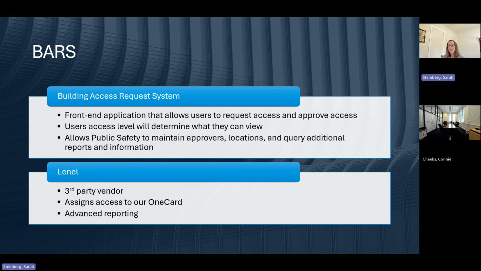That information that's in BARS is then fed into Linnell. We're not reviewing the Linnell system, but it is a part of the building access system. Linnell is a third-party vendor that actually assigns access to our users' OneCards to the various locations they should be able to access. As approvers approve requests, that information is transferred to Linnell, and then users should be able to access the buildings they need to based on that. That upload process runs approximately every 15 minutes, so it's a pretty regular process to make sure that access is given as needed.